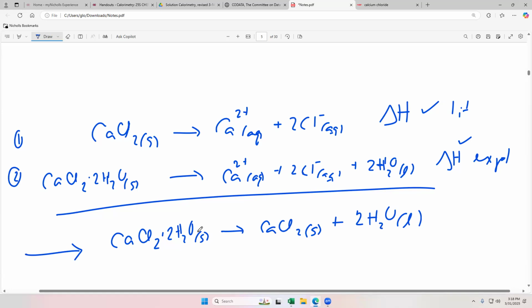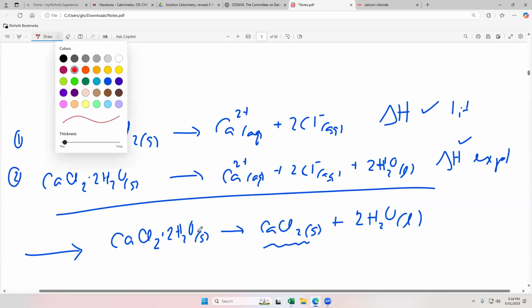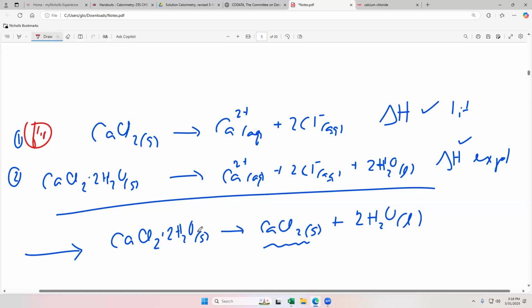What do you do? I want calcium chloride solid on the right. So what do I do with equation 1? Okay, flip it. So we need to flip this. And then what do I do with the second one? So let's go ahead and flip that: calcium chloride aqueous plus 2 chloride aqueous yields calcium chloride solid. So delta H for this, we know, is the opposite of the other one, right?